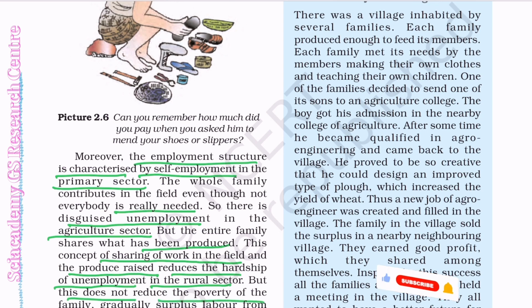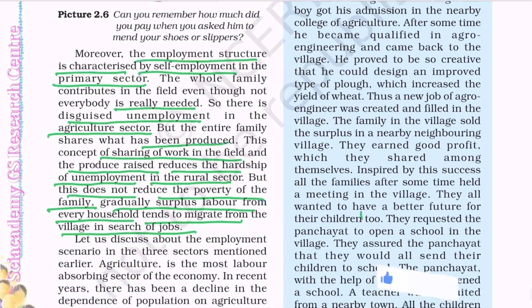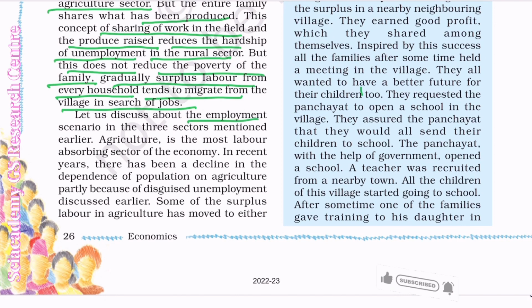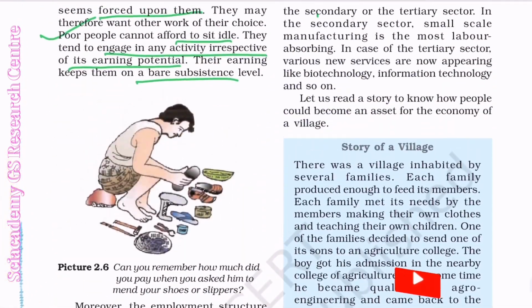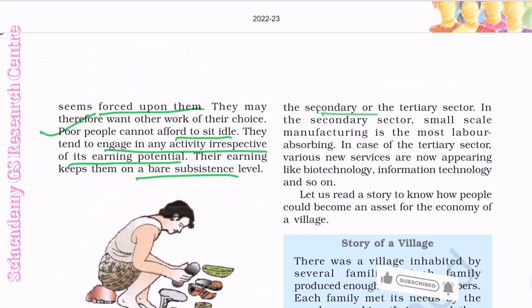Gradually, surplus labor from every household tends to migrate from the village in search of jobs. Let us discuss the unemployment scenario in the three sectors mentioned earlier. Agriculture is the most labor absorbing sector of the economy. In recent years, there has been a decline in the dependence of population on agriculture, partly because of disguised unemployment discussed earlier. Some of the surplus labor in agriculture has moved to either the secondary or the tertiary sector.